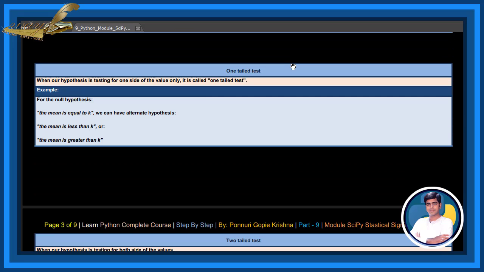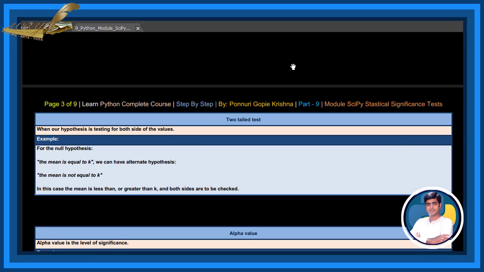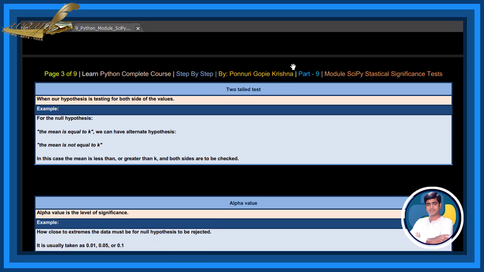One tail test. When our hypothesis is set for one side of the value only, it is called a one tail test. For the null hypothesis, the mean is equal to k, we can have the alternate hypothesis: the mean is less than k, or the mean is greater than k. Two tail test. When our hypothesis is set for both sides of the values. For the null hypothesis, the mean is equal to k, we can have the alternate hypothesis: the mean is not equal to k. In this case the mean is less than or greater than k, and both sides are to be checked.